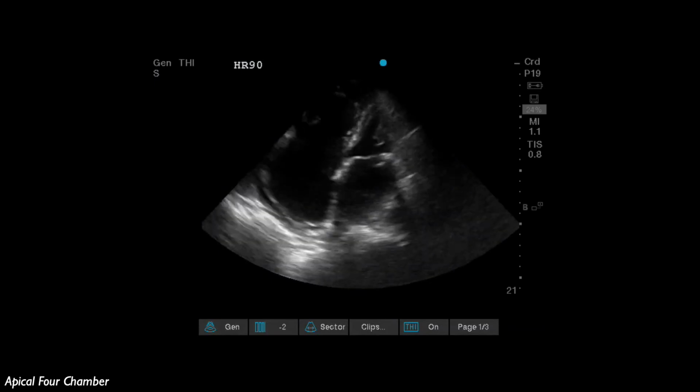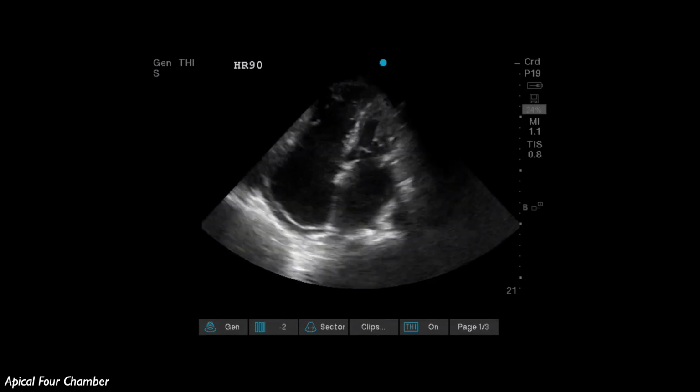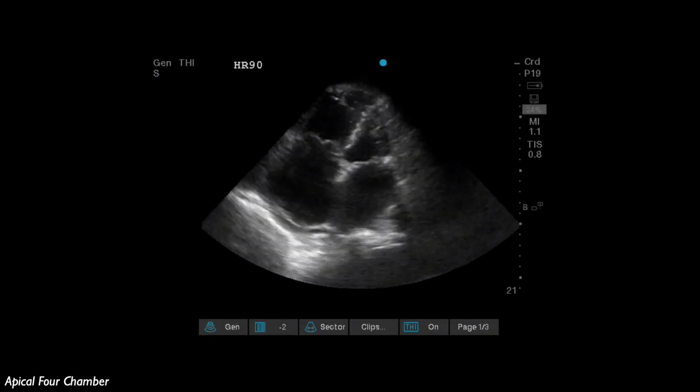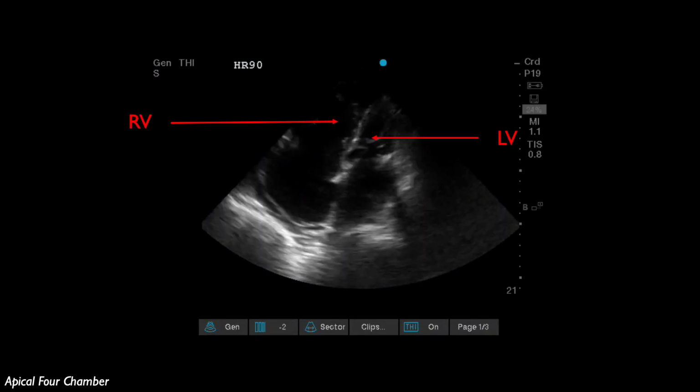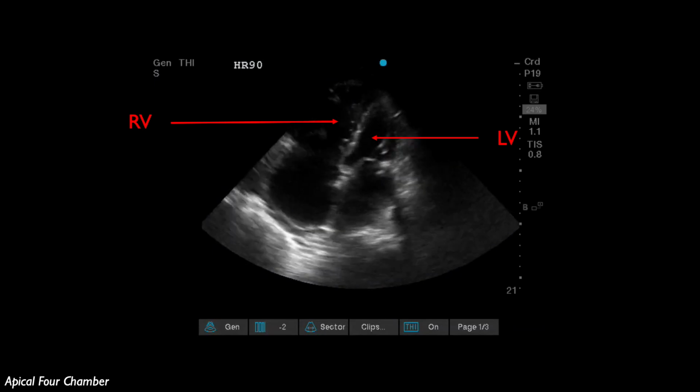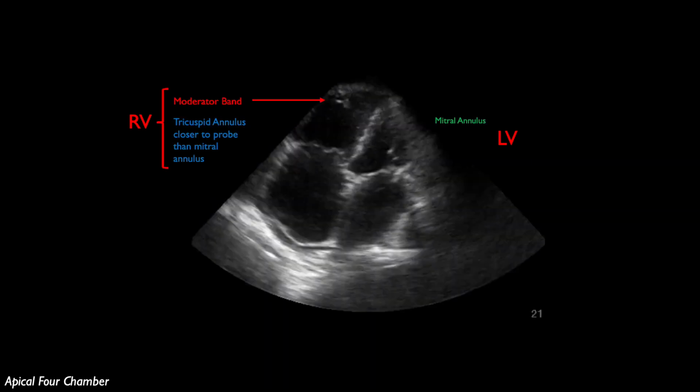And finally, here is the apical four-chamber view. Here, you may be confused as to what you're looking at. You may even think the image is flipped. However, you are in fact seeing a grossly enlarged right ventricle that is encroaching on the left ventricle. The way you can confirm your orientation on bedside ultrasound is by identifying the moderator band, which is within the right ventricle, and also by visualizing that the tricuspid annulus is closer to the probe than the mitral annulus.